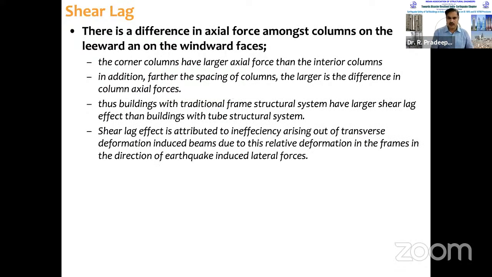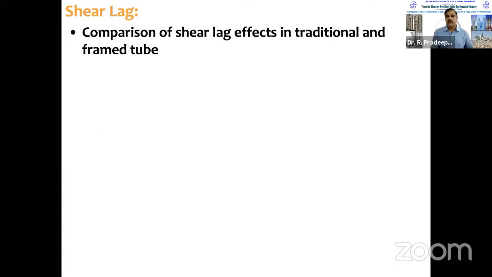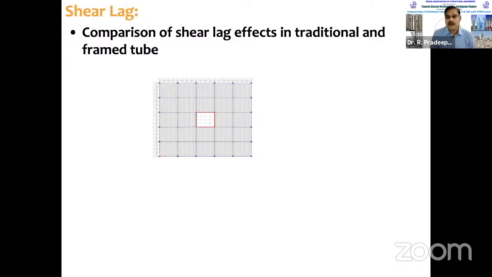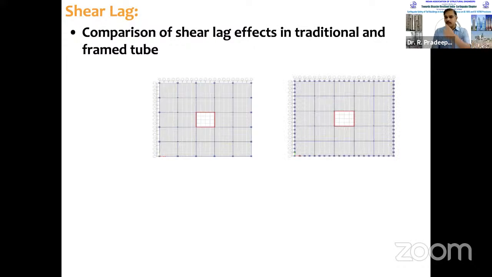So let me show you that. This effect, the shear lag effect, is attributed to the inefficiency arising out of transverse deformation induced in beams due to relative deformation in frames. So let me show one example. Here the central core wall is there, and the peripheral columns are there, but they are very, very closely spaced. So two examples.